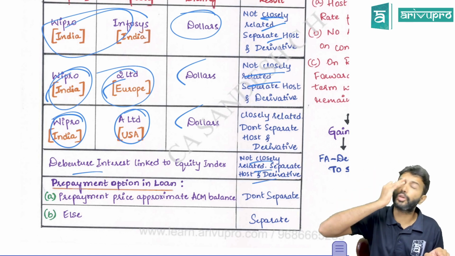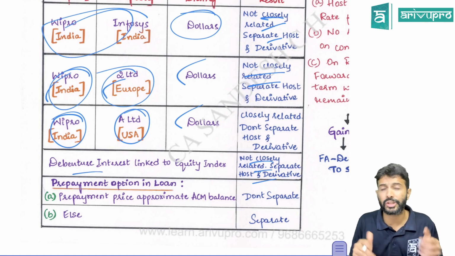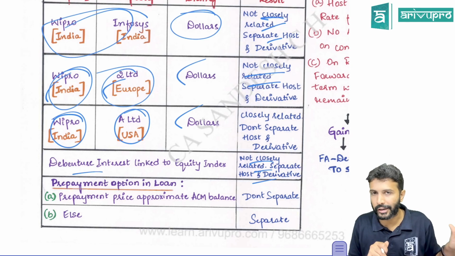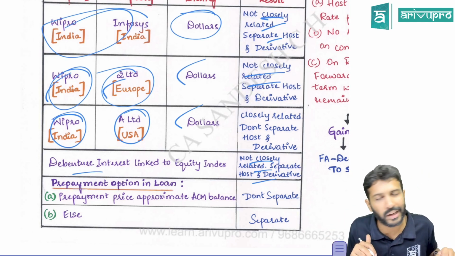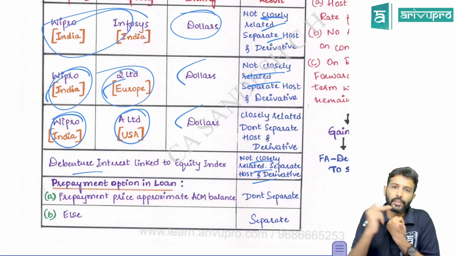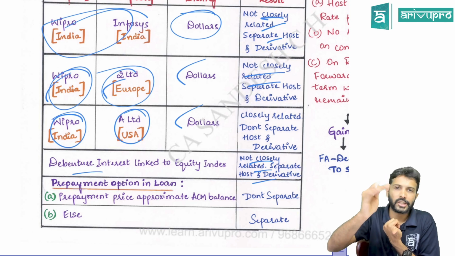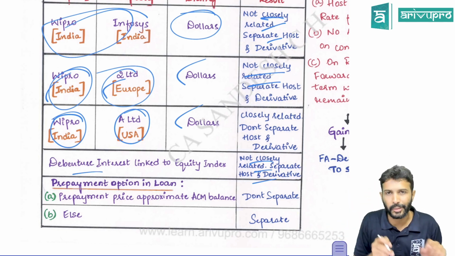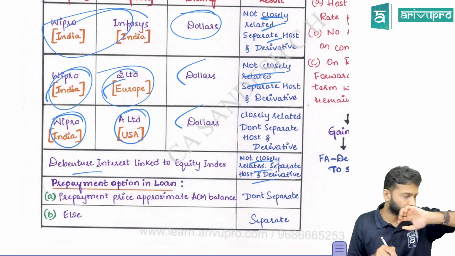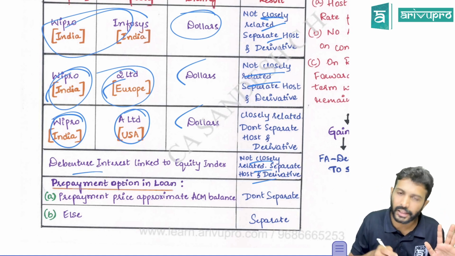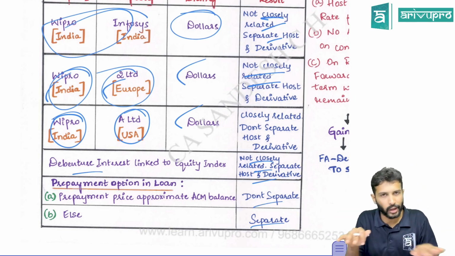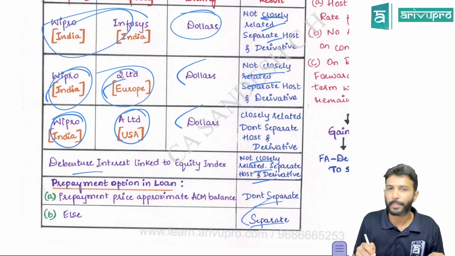If you have a pre-closure option in the loan, that pre-closure option as a thumb rule, we treat as not closely related. However, there are a couple of exceptions where you'll treat them as closely related. One, if the company compensates the present value of lost interest to the investors. And two, if the exercise price approximates the financial asset's closing balance. In that case, they'll be closely related. Else, they will not be closely related. If they are closely related, you do not have to separate them. Otherwise, we need to separate them.